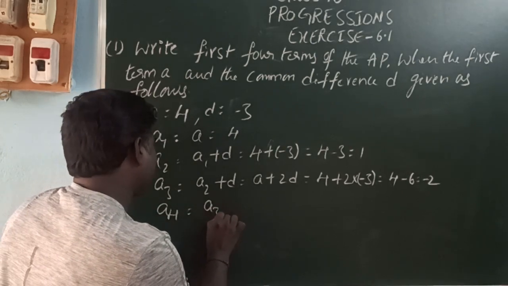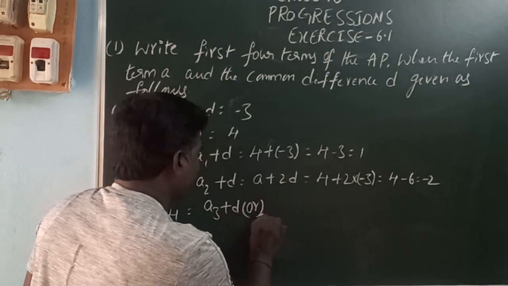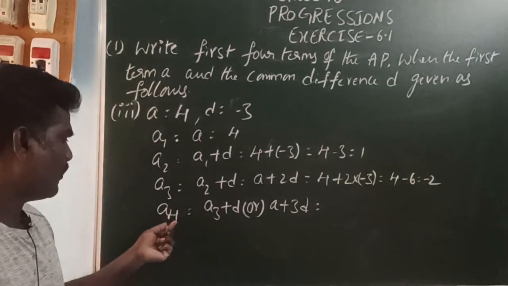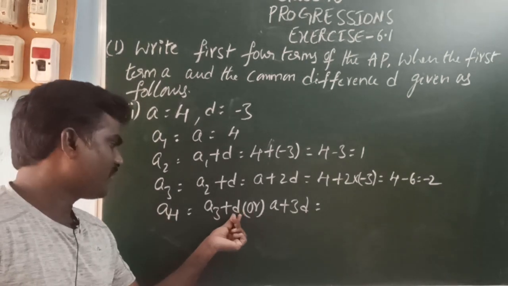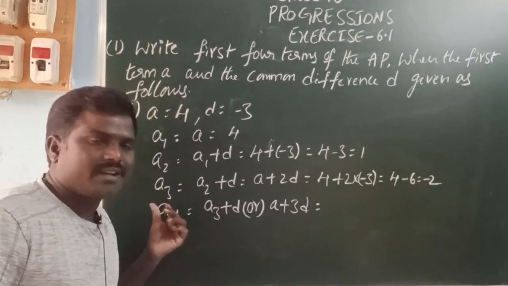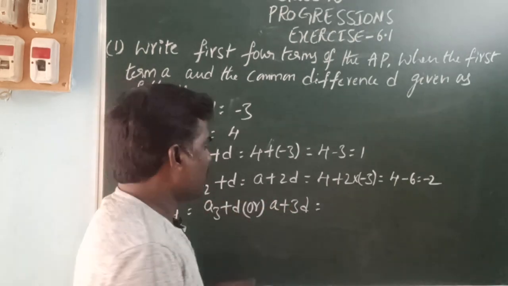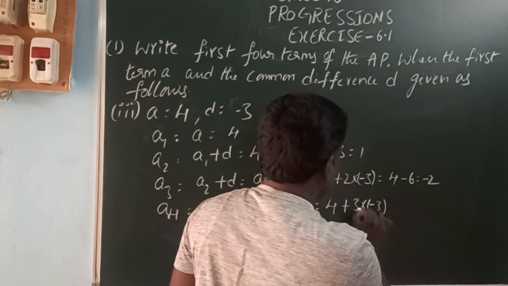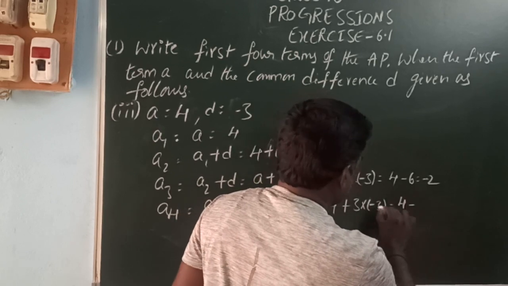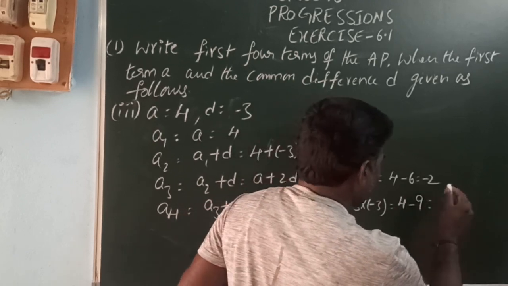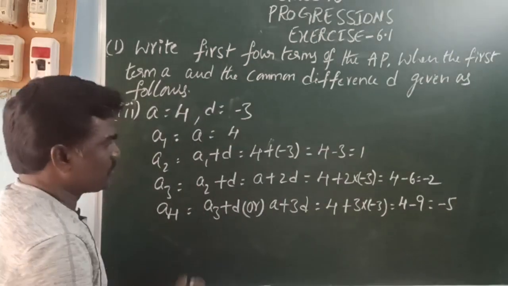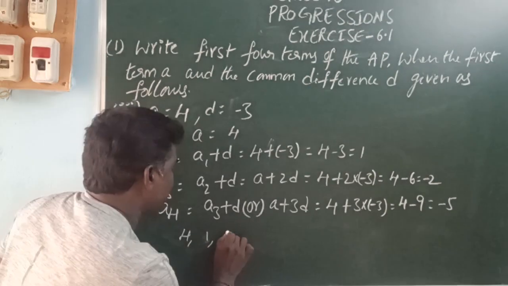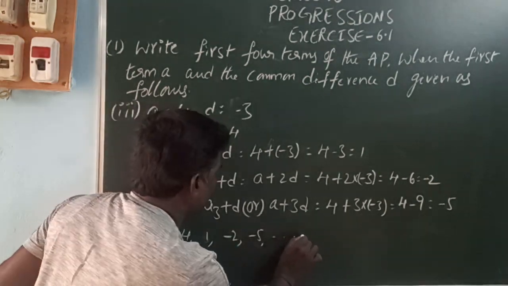So next A4. We can write it as A3 plus D, or we can write it as A plus 3D. So how can we get the fourth term? The common difference is added to the third term, or its general form is A plus 3D. So that is 4 plus 3 into minus 3. Plus into minus is minus, 3 threes are 9, 4 minus 9 is minus 5. So the first four terms are 4, 1, minus 2, minus 5 and so on.